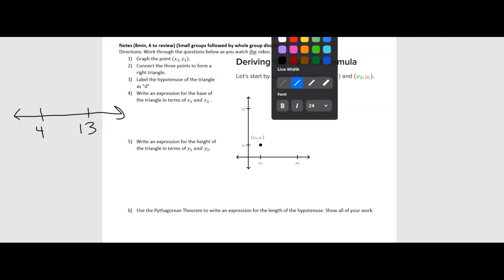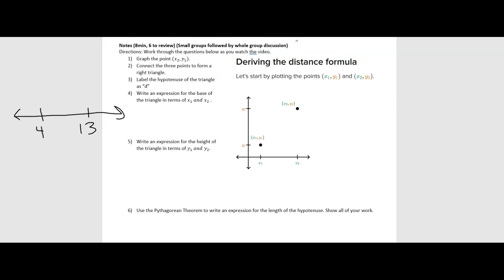Okay, number 1 says, graph the point x2, y1. So I'm going to come to my graph, go over to x2 on the x-axis, go up to y1 on the y-axis, and there's that point. We'll even label it, x2, comma y1. Done with number 1. We'll get rid of this number line for now.